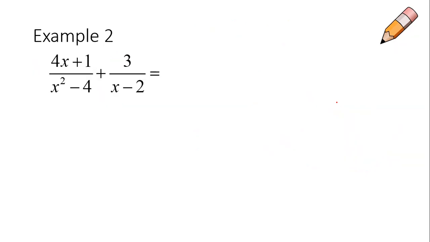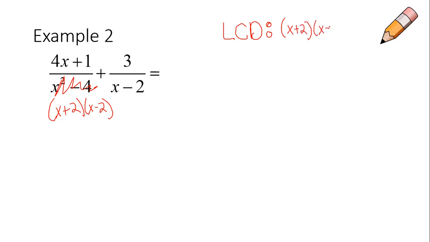Let's try another example. So let's first factor my denominators. So x squared minus 4, that is x plus 2 and x minus 2. This denominator does not need to be simplified. So first I'm going to find my LCD. So I'm going to take both of the things in this denominator and put that in my LCD. So one's x plus 2, one's x minus 2.